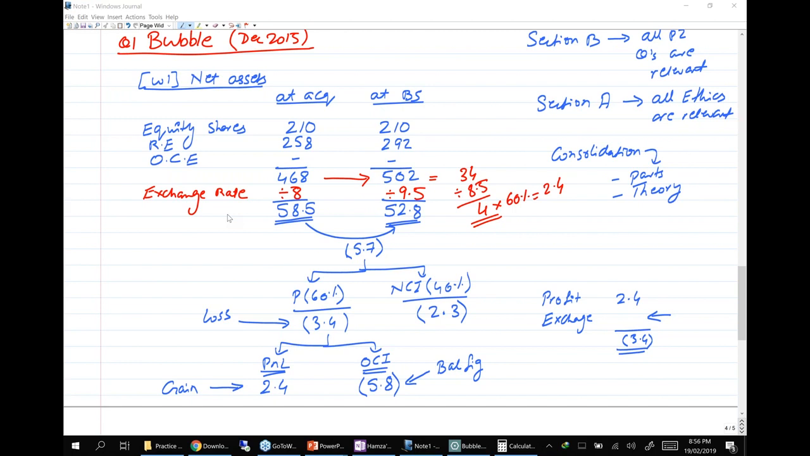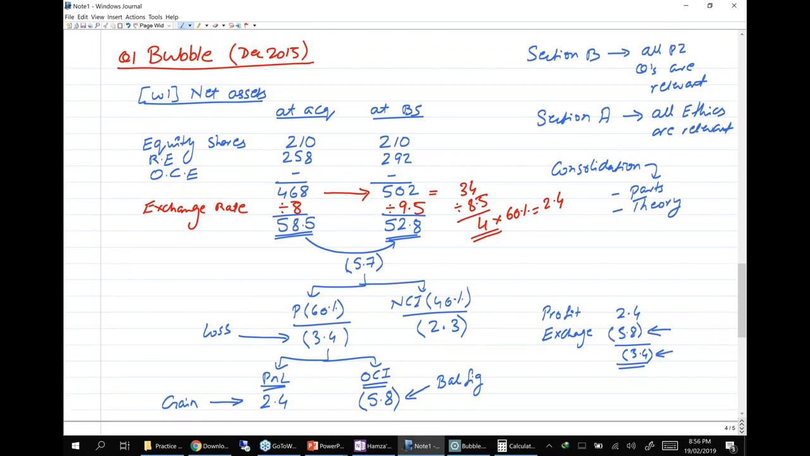Rayan, have you got it? We need to deduct 5.8 from here to get a negative 3.4. So this is how we have actually calculated the balancing figure. Getting it?